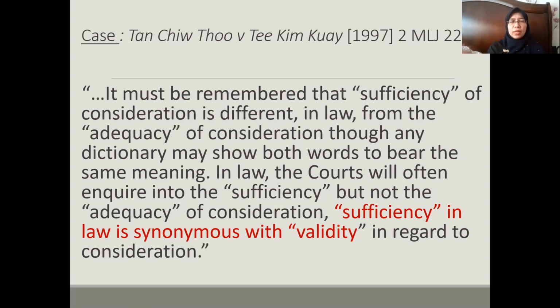So if it is not a legal context, then it has a similar meaning. But in the context of contract law, sufficiency and adequacy have different meanings altogether. In law, the courts will often inquire into sufficiency, but not the adequacy of consideration. So what's the meaning here? Sufficiency in law is synonymous with validity in regard to consideration. Meaning that if the consideration is sufficient, then it is valid. It doesn't matter whether it is adequate or inadequate.